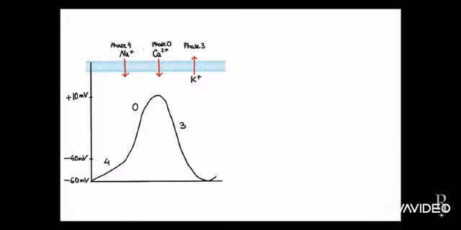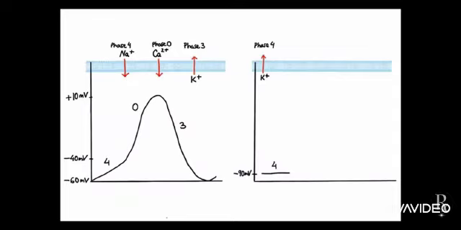When an action potential is triggered in the neighboring cell, the voltage-gated sodium channels open and sodium rushes in, causing a rapid depolarization to about plus 40 millivolts. This is referred to as phase 0.